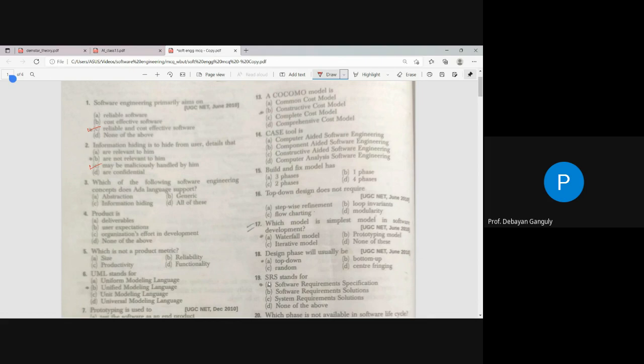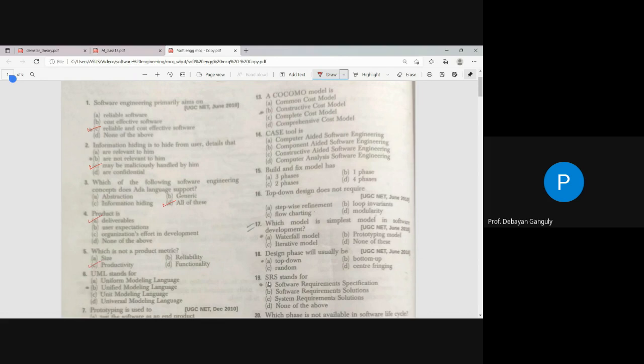The third one: which of the following software engineering concepts does ADA language support? ADA will support all of this, that means abstractions, generic, information hiding. Question number 4, product is of course deliverable, which is not a product metric. Question number 5, that is productivity. If you say the product metric, this is the productivity, which is not a product metric.